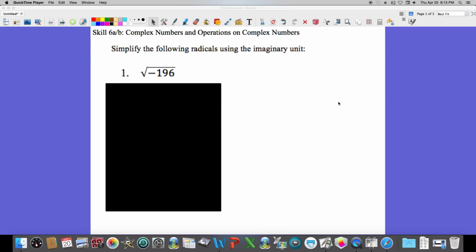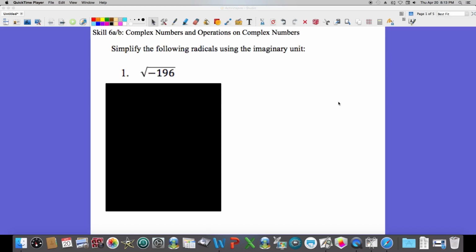Let's take a look at four problems that are very similar. In our skill packet number 6, we are taking a look at complex numbers. And when they say operations on complex numbers, they simply mean addition, subtraction, multiplication, division. That's what they mean by operations in a math class. So the directions here are telling us to simplify the following radicals using the imaginary unit.